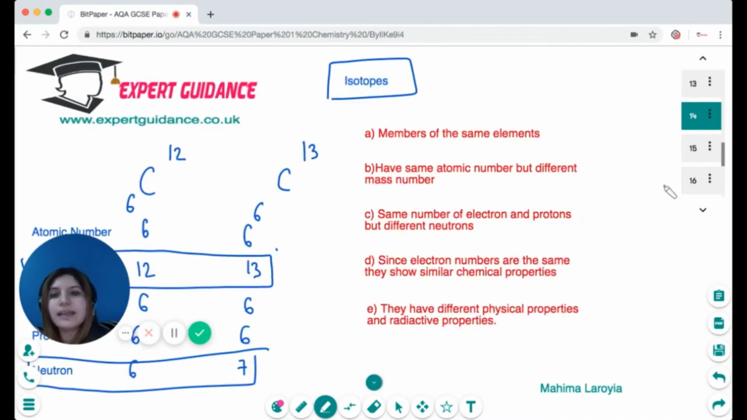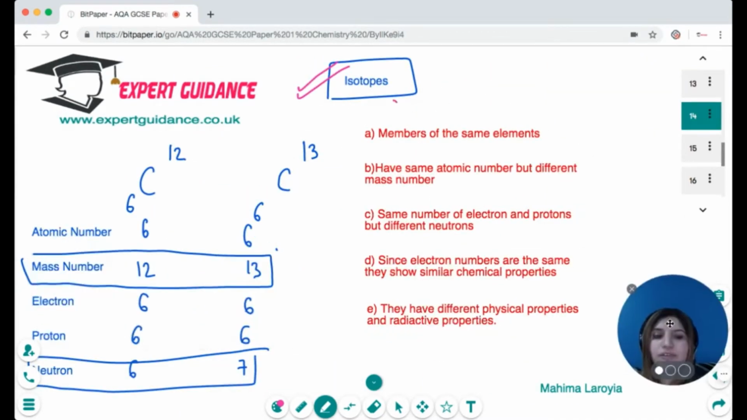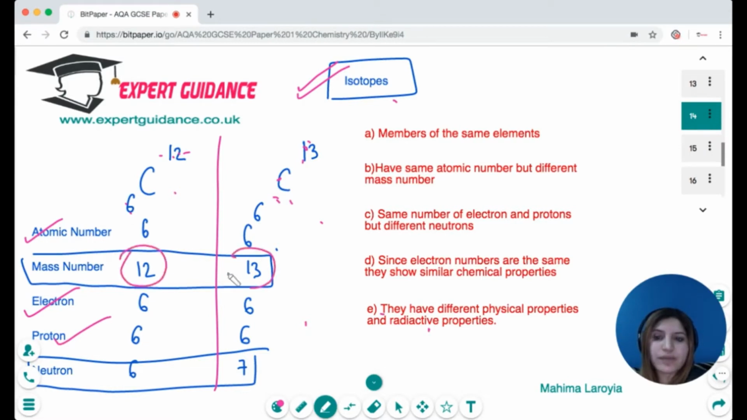Now, next is the last concept. What are isotopes? If you see here, I have made 2 tables. They both have carbon, with the same bottom number but different top number. Since the top number is different, the atomic number, electron number and proton number are the same for both of them. What changes is the mass number, which is 12 and 13, and since the mass number changes, the neutron number changes. This is the concept of isotopes.